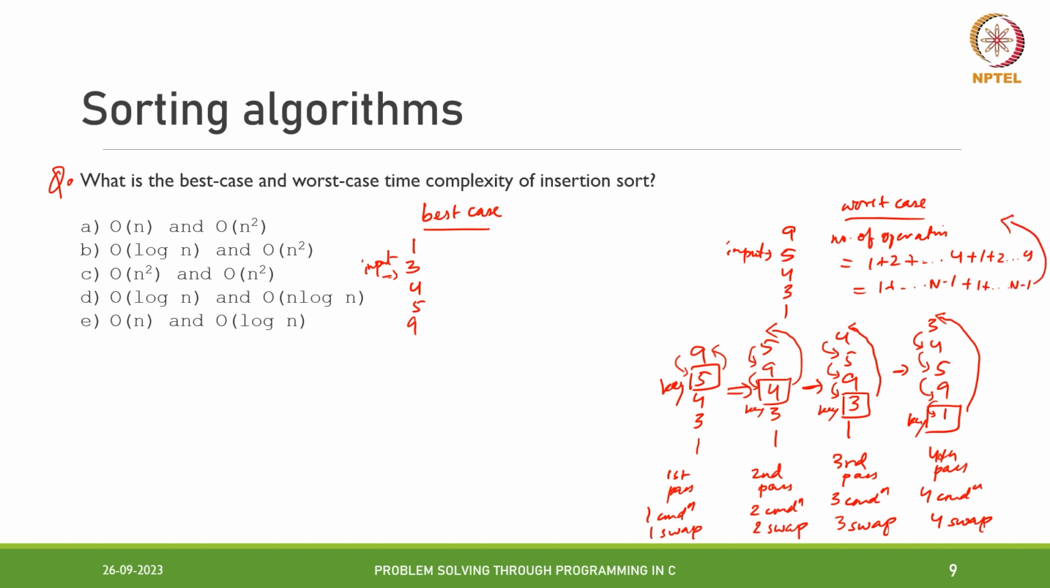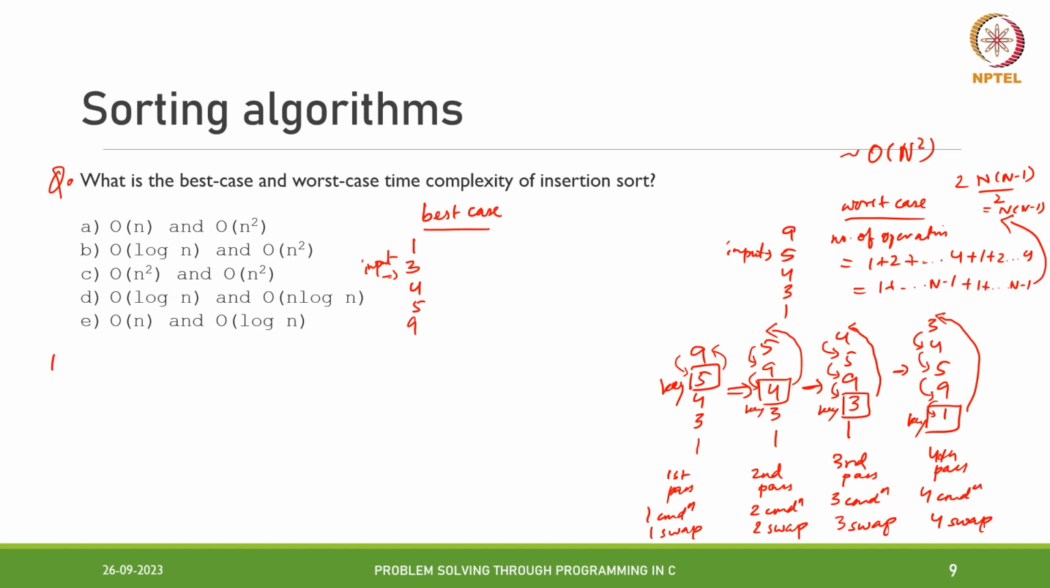And how much is this? It is twice of n into n minus 1 by 2, or rather it's n into n minus 1, that is order of n square, right? So the worst case time complexity of the insertion sort is O of n square. Okay, now what about the best case? Let's look at the best case.